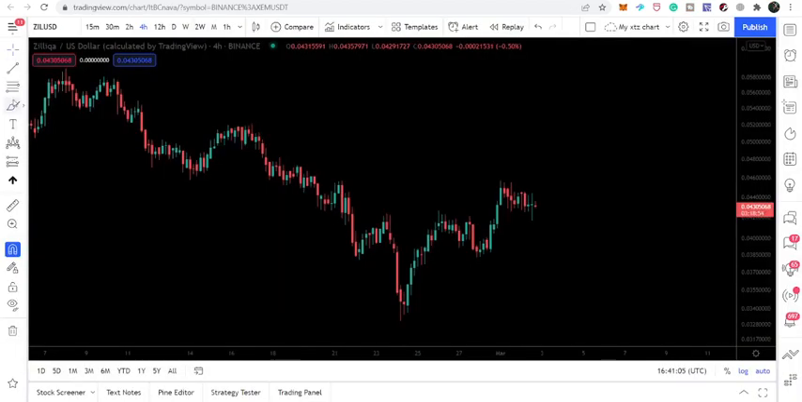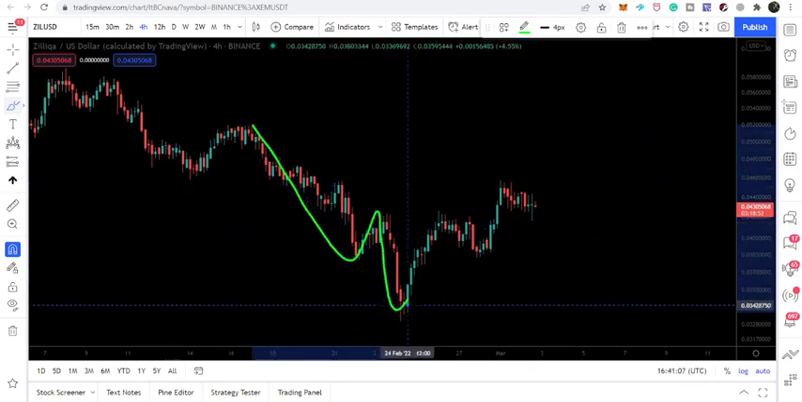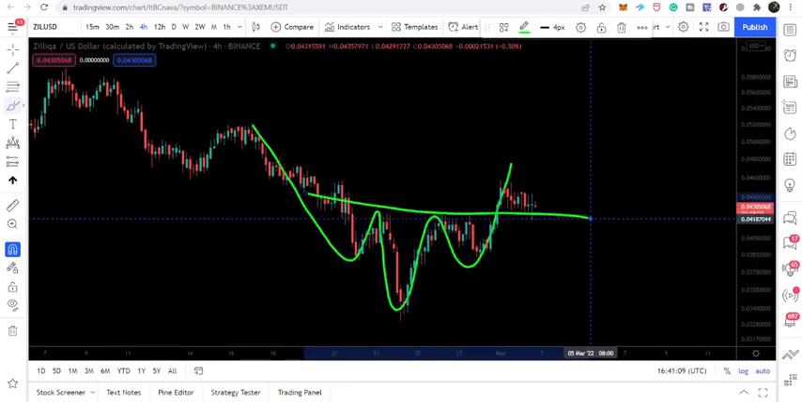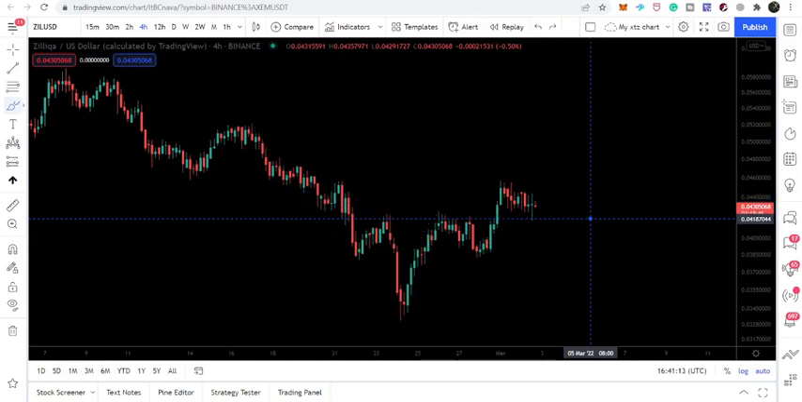Today, Zilliqa coin has broken out the resistance of an inverse head and shoulder pattern, and in today's video, we will take a look at this move and what can be our next expected targets.